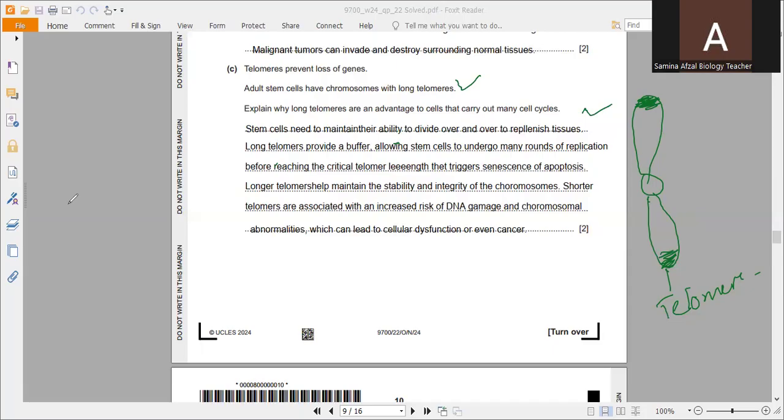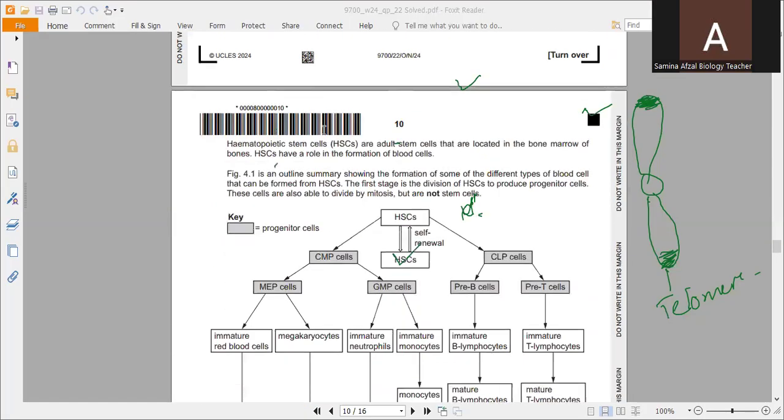Shorter telomeres are associated with an increased risk of DNA damage. This is T, not G. And chromosomal abnormalities, which can lead to cellular dysfunction or even cancer. So in this way the telomere saves us in many ways because it maintains the stability and integrity of the chromosome. Otherwise, the DNA can be lost during each replication.